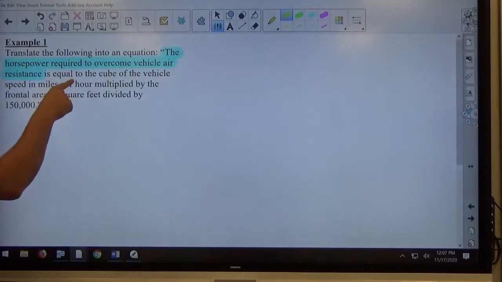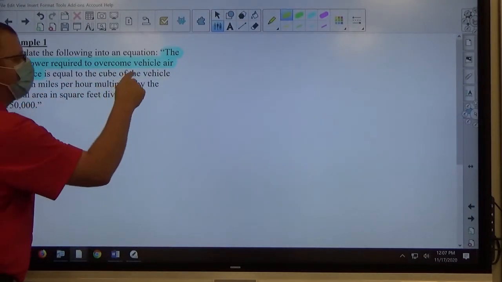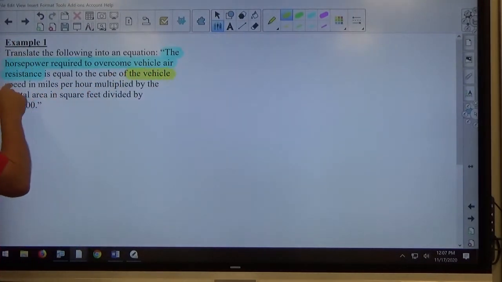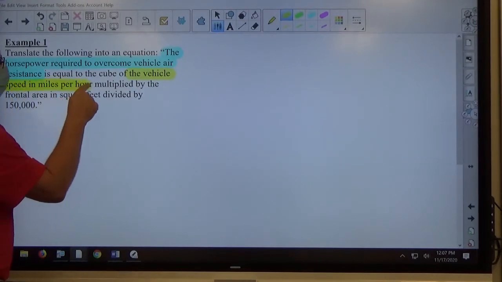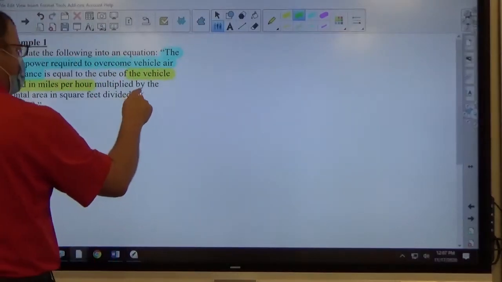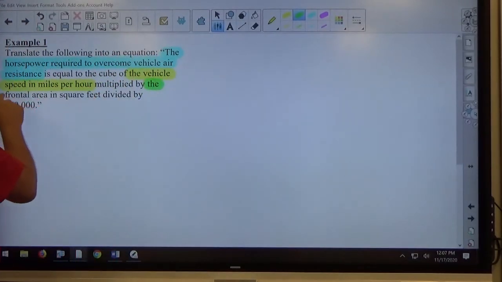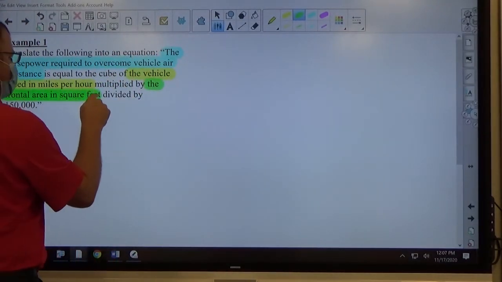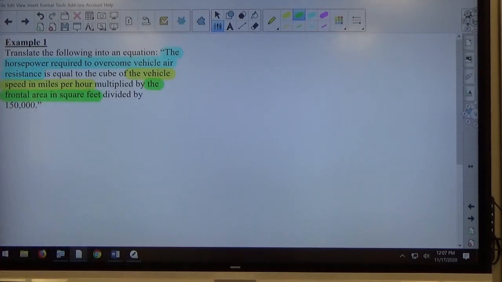It is equal to the cube of the vehicle speed. The vehicle speed is a second variable, in miles per hour, multiplied by the frontal area in square feet, divided by 150,000. So the blue highlight represents one variable, the yellow highlight represents a second variable, and the green highlight represents the third variable happening in this problem.